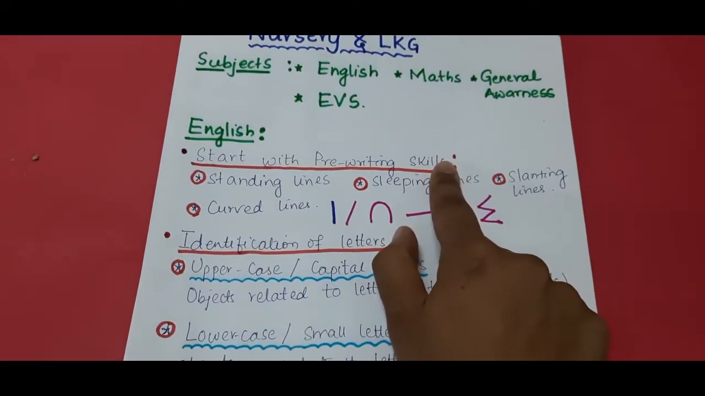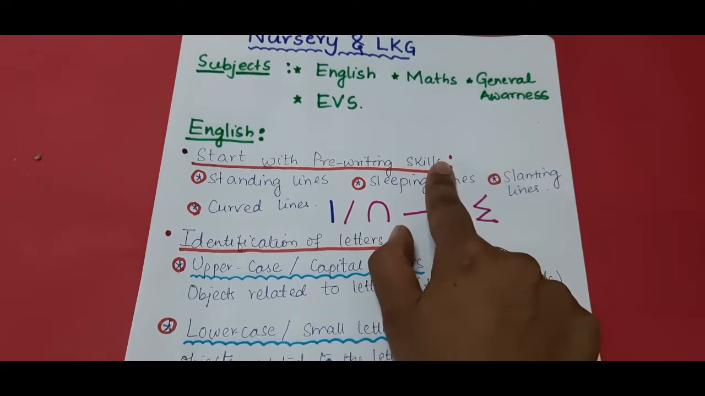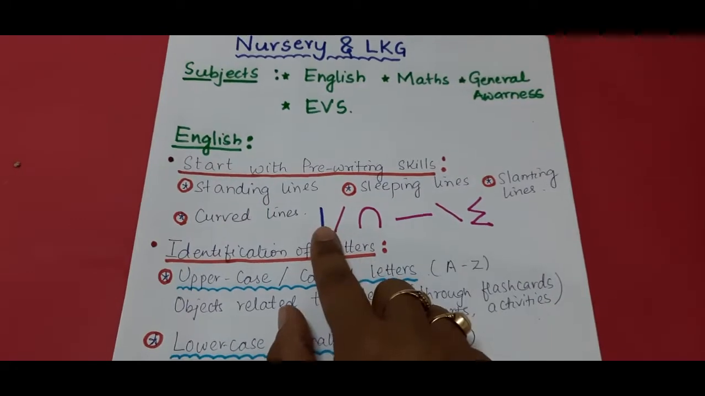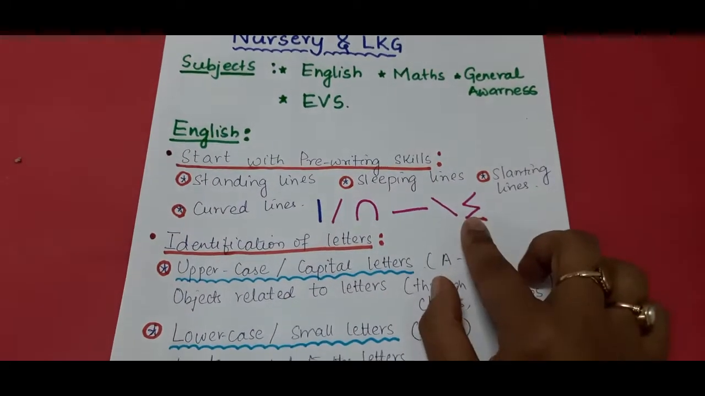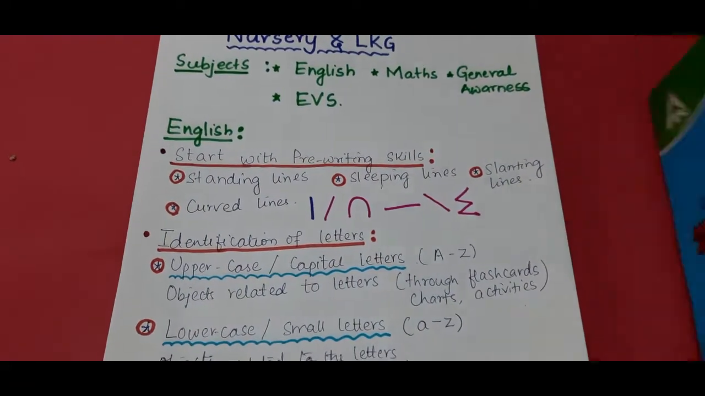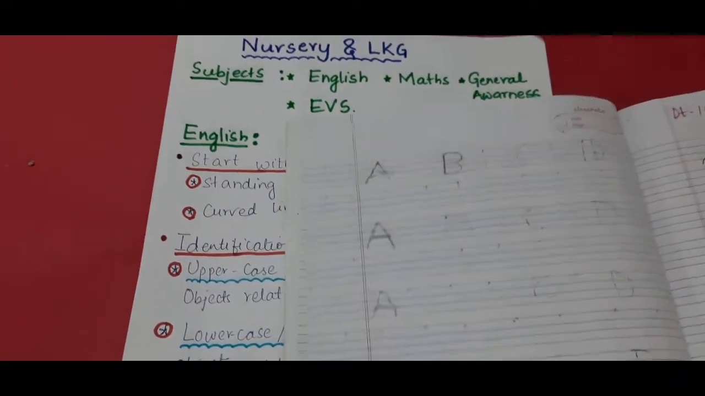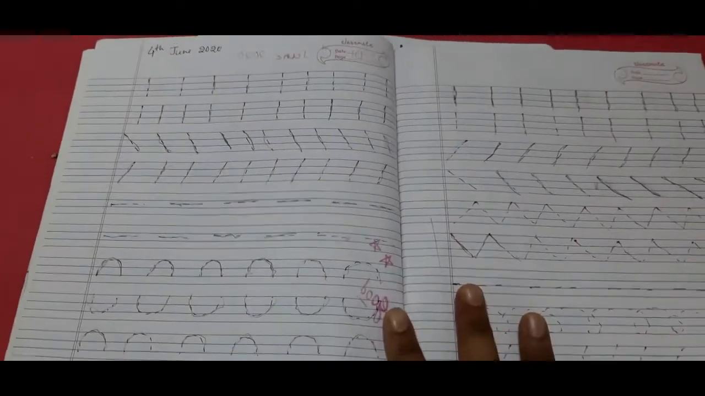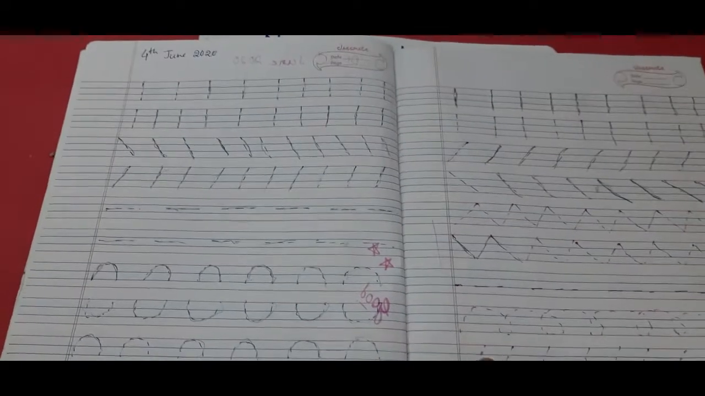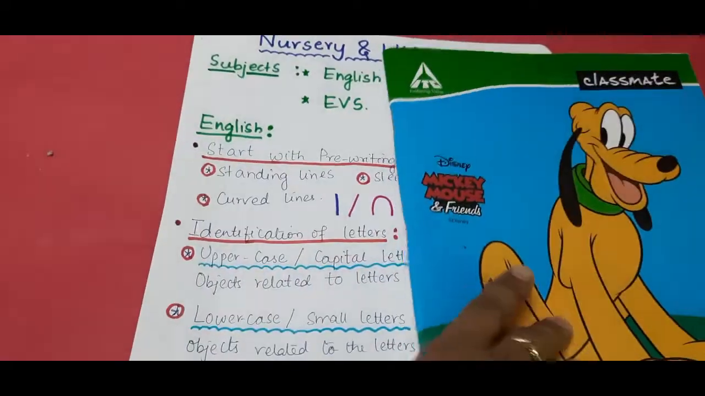If your child has not started writing, you can just give the child crayons or pencils and make the child scribble. Standing, sleeping, curved lines, all these kinds of lines you can do. When I started with Anaika, I also did this. You can just check in this way. You can take a notebook or a simple plain book and do the dotted lines, and the child can trace them.